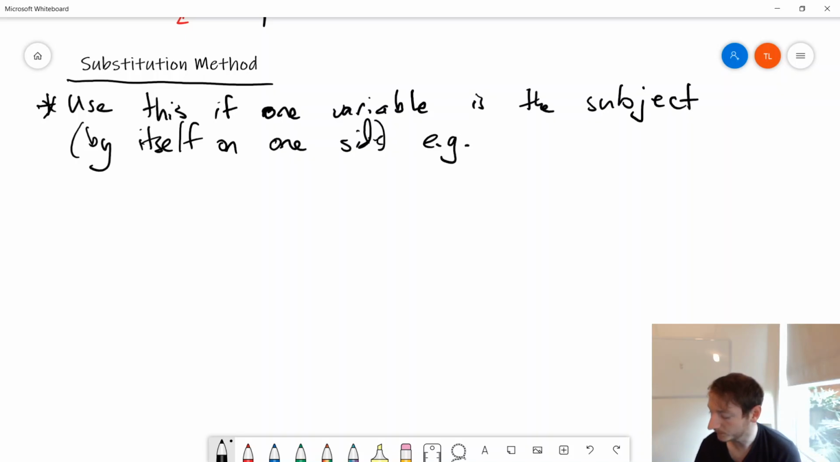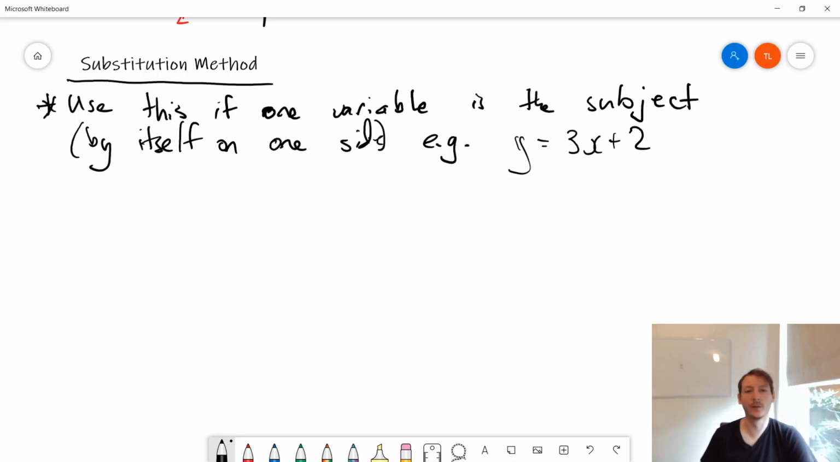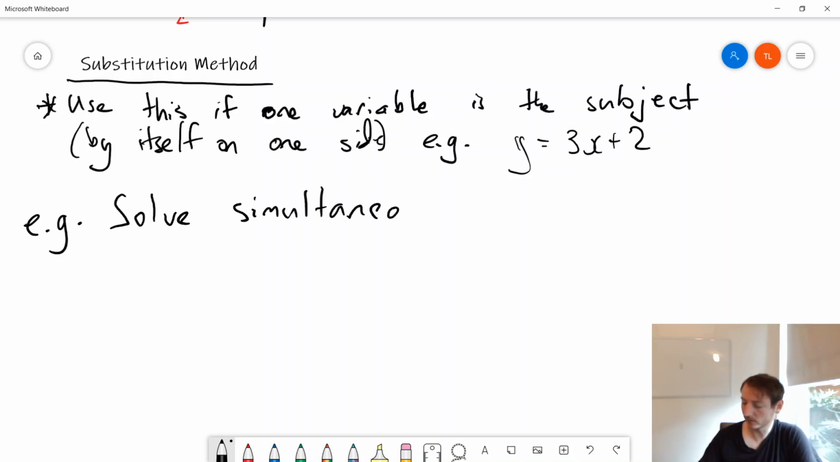E.g. let's say you've got y equals 3x plus 2, y is the subject, and we can use this method. If you had, say, 4y plus 2x equals 9, we'll learn about that next lesson, what to do. So, I'm going to show us by example, because again, it's going to be much easier than writing notes about it. Let's do this. Solve simultaneously. That means both of them have to be true at once.